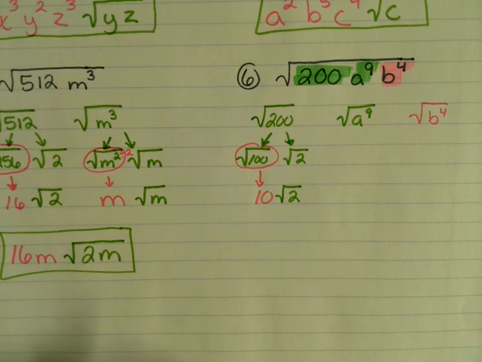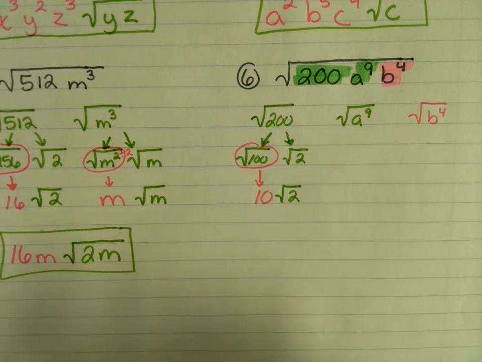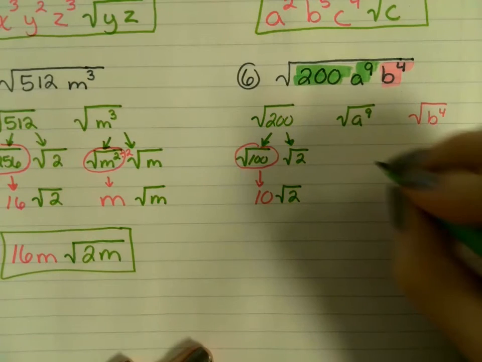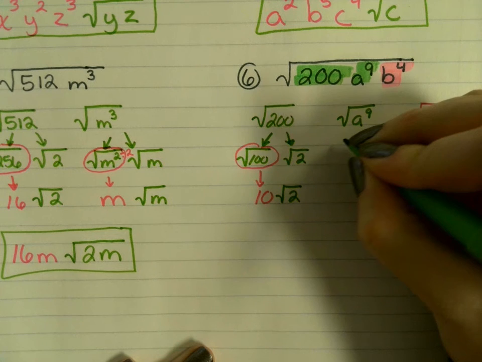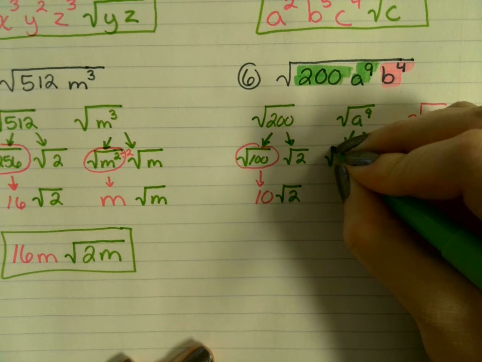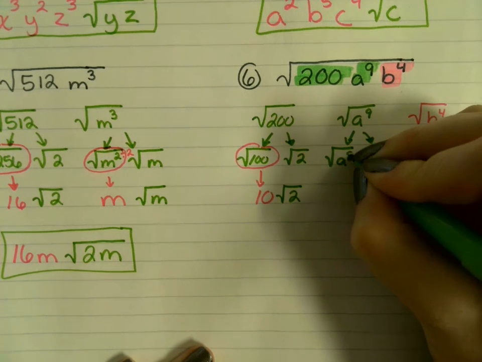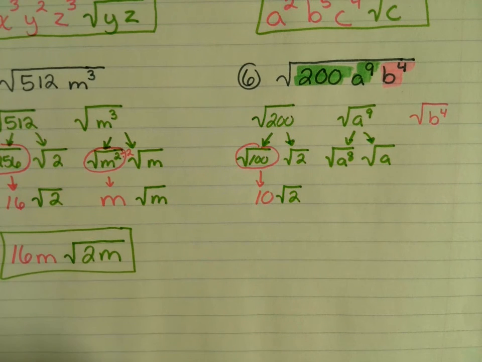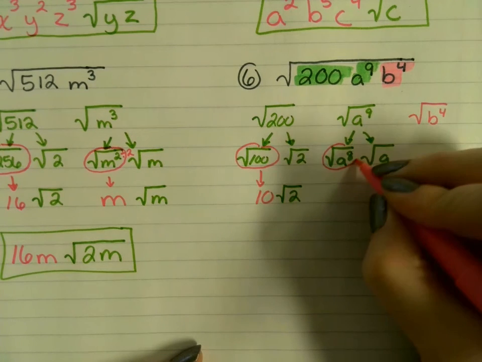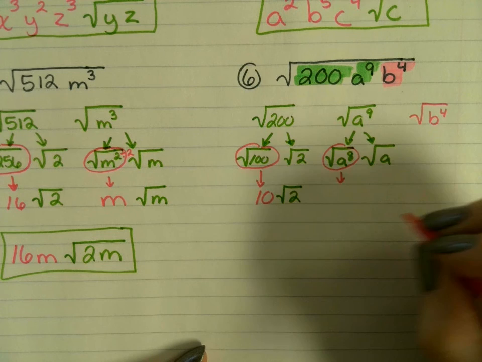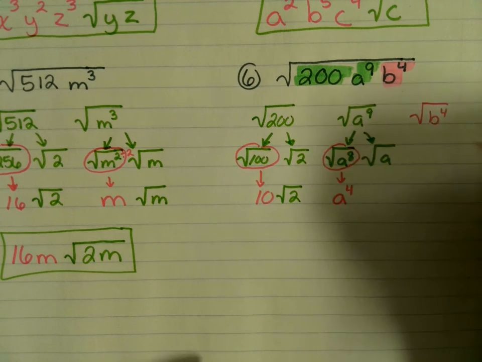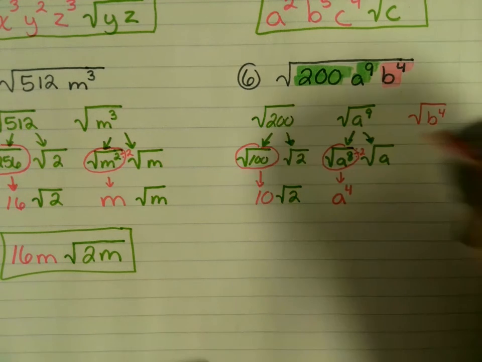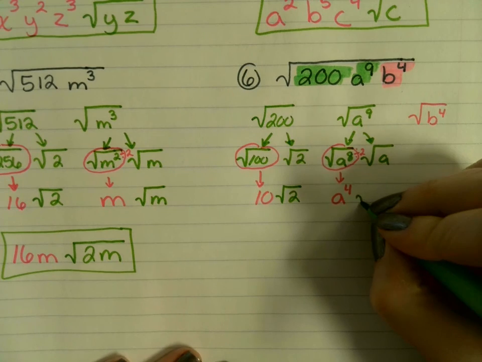Square root of a to the 9th. If I remove one of the a's and put it off to the side, then that leaves me with 8 a's. So a to the 8th power. A to the 8th power is a perfect square. So when I simplify that, it becomes a to the 4th. Right? Because all I have to do is divide that exponent by 2. And then, of course, square root of a is still remaining.